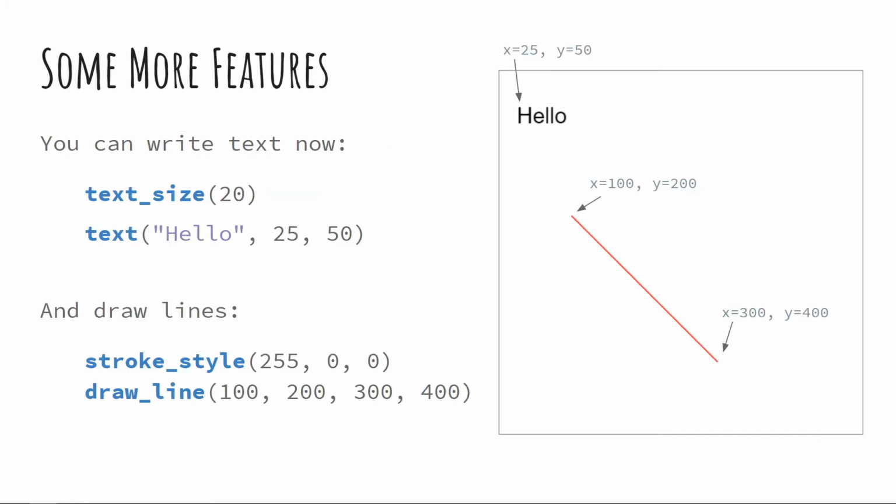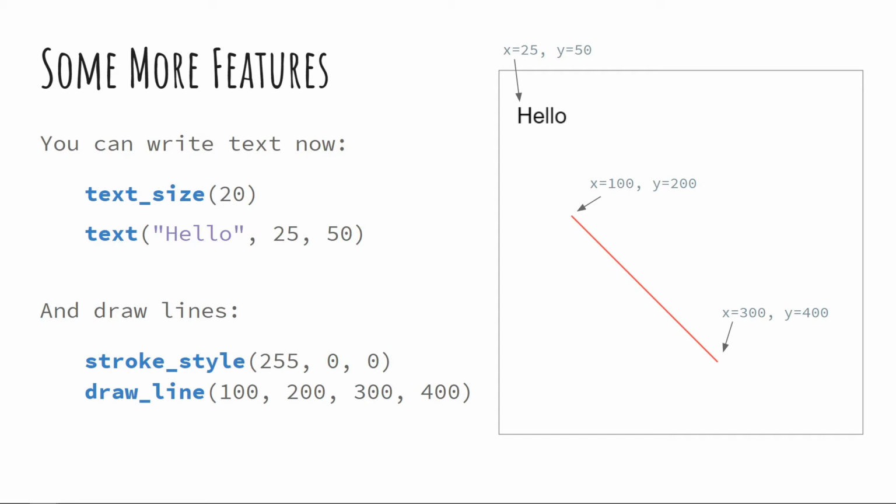So that's more or less all we have to talk about as far as new concepts today, but we do have some more features that we've added to the library since last week. So you can now write text using the functions text size and text. Text size sets how big the text is. Then text takes 3 parameters. The first one is the text you want to draw. The second one is the text's x position, and the third one is the text's y position.